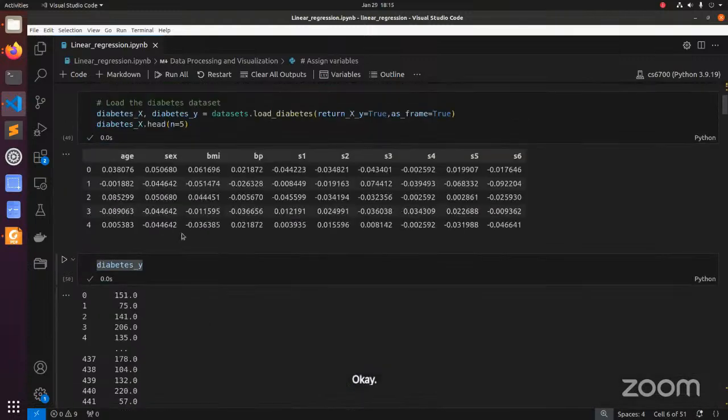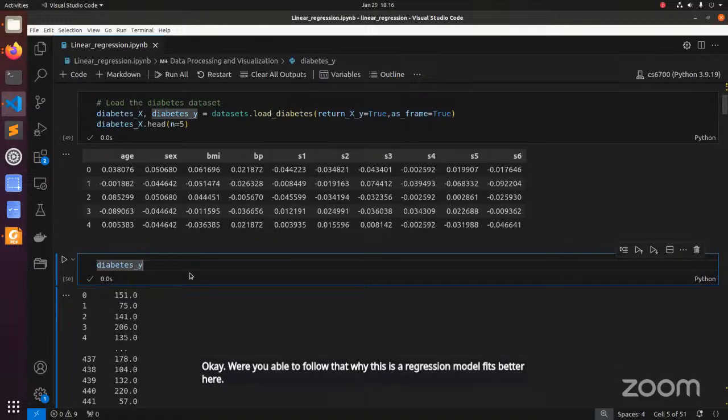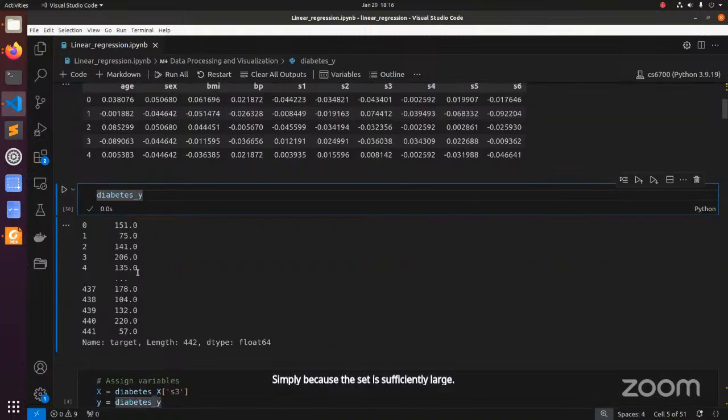Does it justify? Were you able to follow why a regression model fits better here? Simply because the set is sufficiently large and it's on a continuous value.